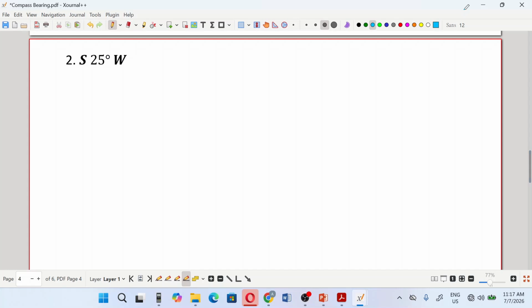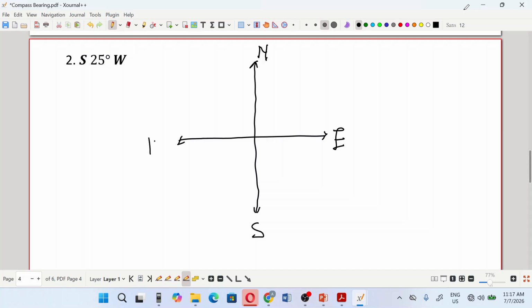I have south 25 degrees west. So I have to draw my cardinal points, right? I have my north, I have south, east, and I have west, right? And I'm supposed to look at south. So my starting point is south, and it says 25 degrees to the west. I'm not going to the east, but to the west.